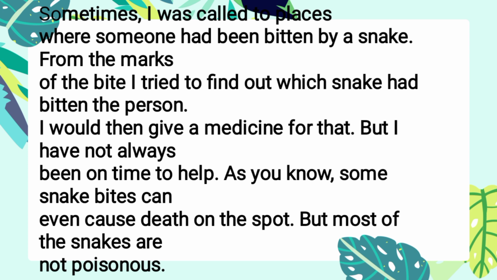I would then give a medicine for that, but I have not always been on time to help. As you know, some snake bites can even cause death on the spot, but most of the snakes are not poisonous. So Aryanath's grandfather is telling that he used to give medicine for the person who had a snake bite, but sometimes there are more poisonous snakes which can cause death on the spot, but most of the snakes are not so poisonous.